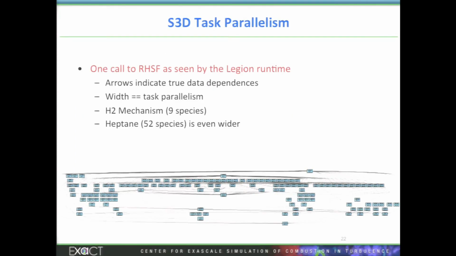So that describes a little bit in detail the task and data parallelism within the right-hand side function. But if you look at the overall code, as shown by this task graph, this is one call to the right-hand side function as seen by the Legion runtime system. And the arrows or lines that you can faintly see here indicate the true data dependencies. This is the smallest chemical mechanism possible, 9 species for hydrogen, and we're really looking at things like heptane with 100 species. So the graph gets much wider.